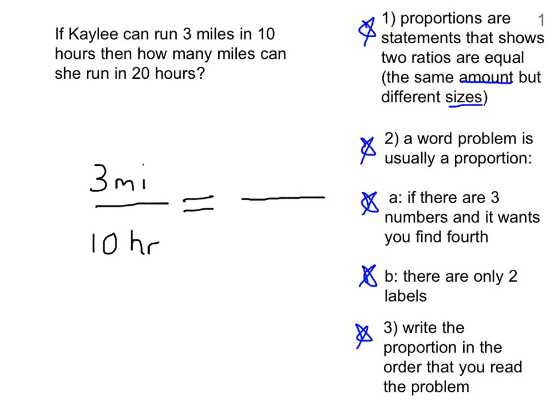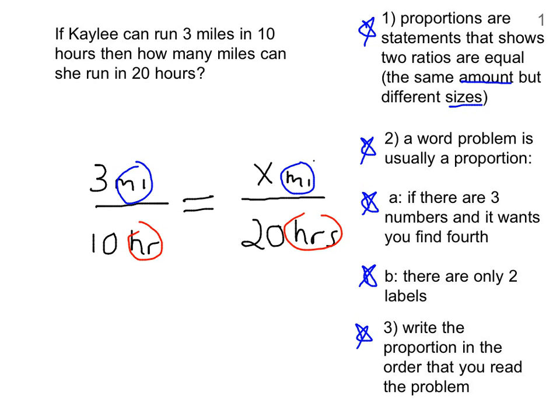Now let's read on. How many miles? Don't know, so we're going to put an X for our variable, the unknown amount. How many miles can she run in 20 hours? Now again, remember, in a proportion, you need to have the same labels on the top and the same labels on the bottom, which we do. Let me add an S right here. Now we're ready to solve our proportion.